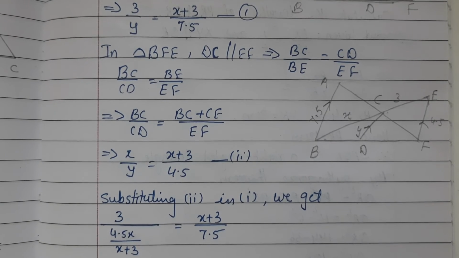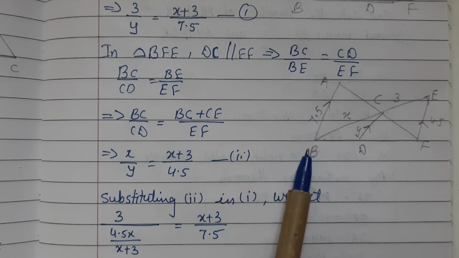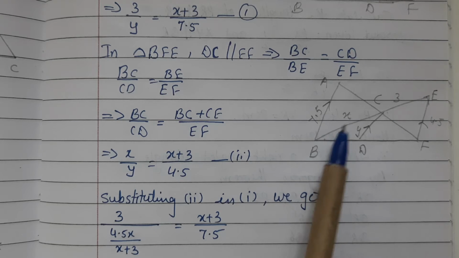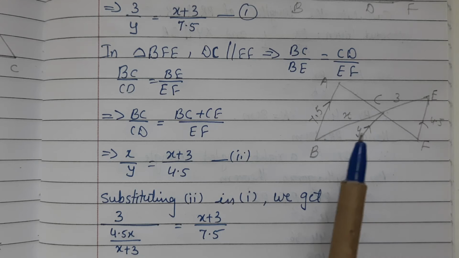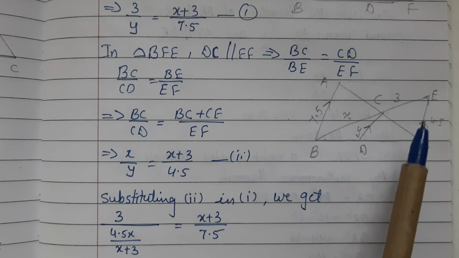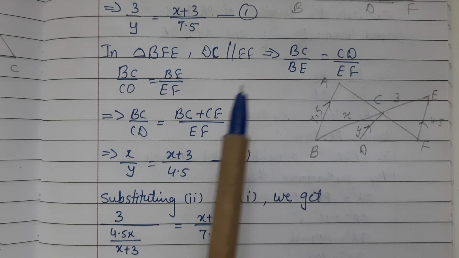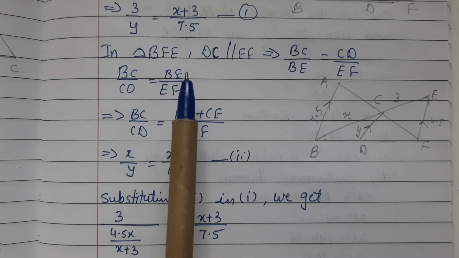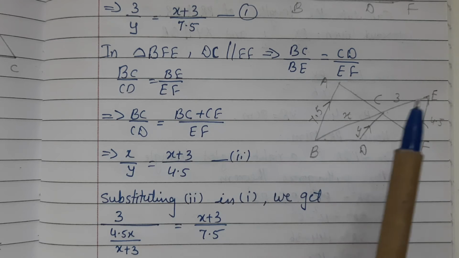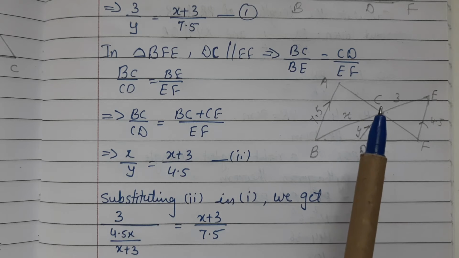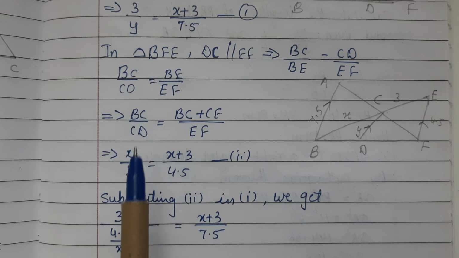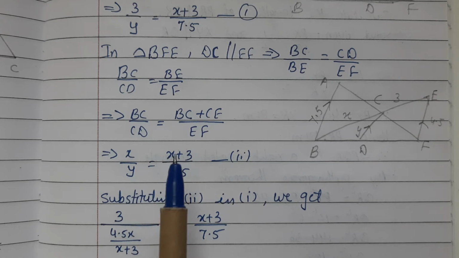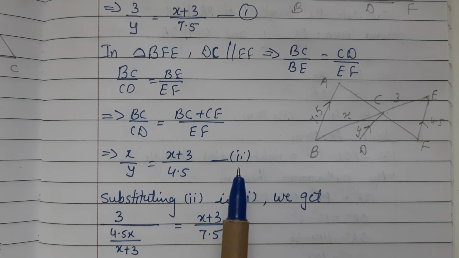In triangle BFE, BC upon BE is equal to CD upon EF. BC upon CD is equal to BE upon EF. BE is BC plus CE. So x plus 3, BC is x, CD is y, x plus 3 upon EF, which is 4.5. Let that be equation 2.